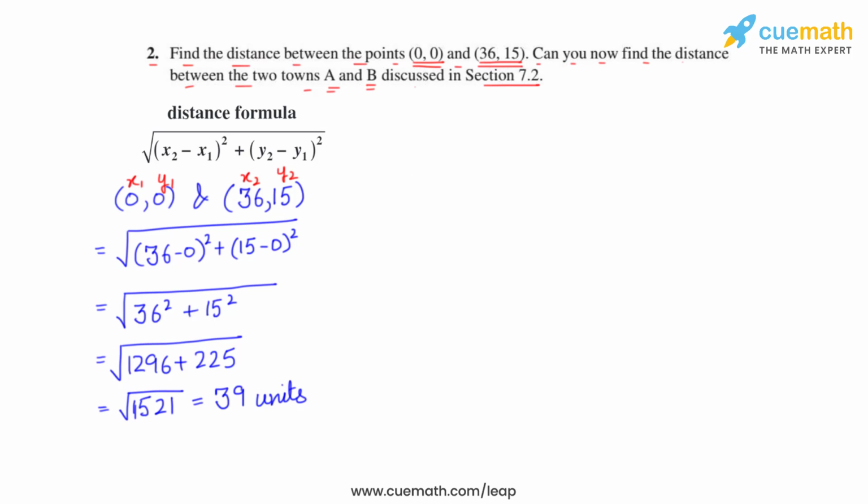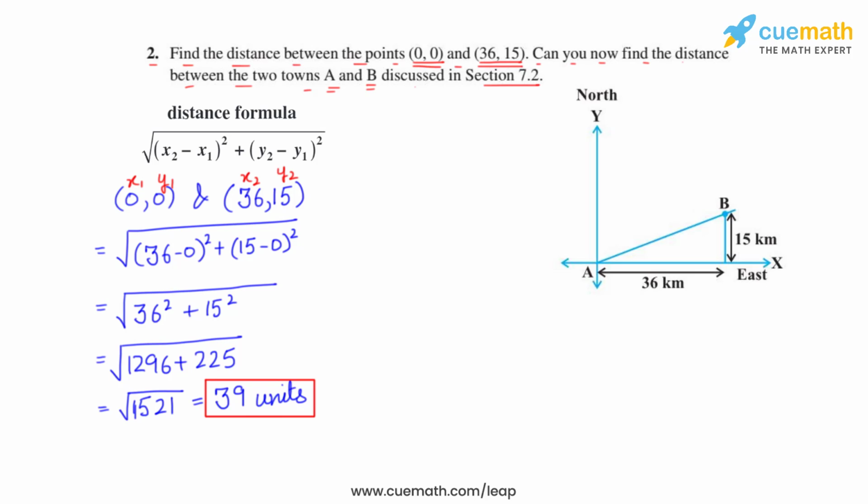So this is the answer for the first part, you can say. 39 units is the distance between the 2 given points. Now they are saying, can you now find the distance between the two towns A and B discussed in section 7.2. So what is section 7.2?